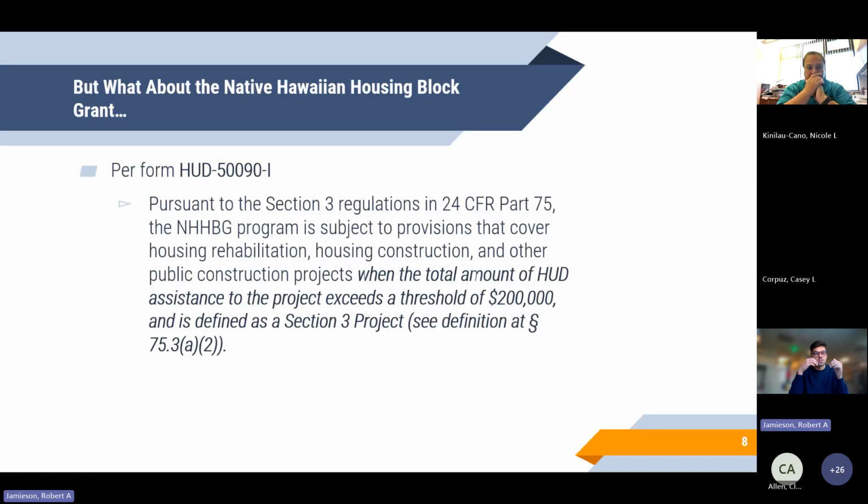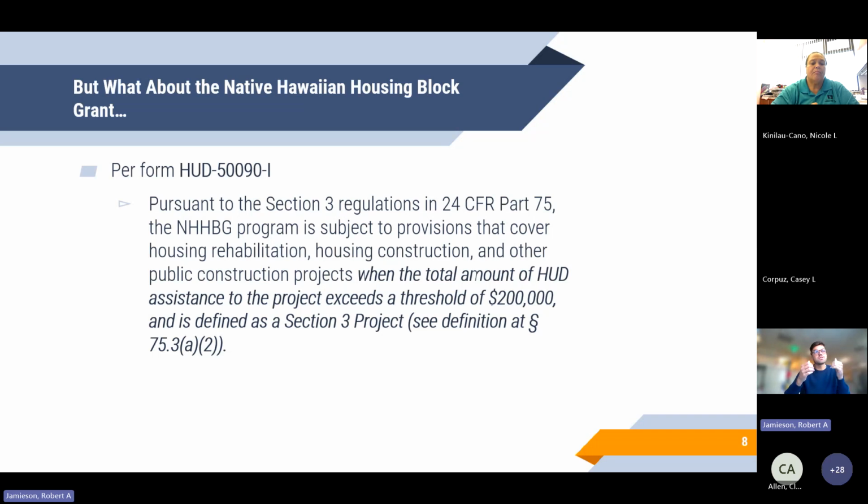Again, so out of this slide, what about the block grant we're referring to today? If we haven't already shared it with you, we should. So for HUD 590, as you can see here, it will state that pursuant to the Section 3 regulations in 24 CFR Part 75, going back to the Federal Register, the NHHBG program is subject to provisions that cover housing rehab, housing construction, and other public construction projects. This is, again, kind of a repeat from the last slide.